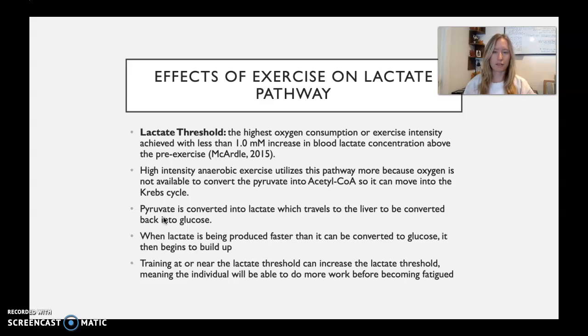That's why pyruvate has to be converted into lactate and then go to the liver to be converted back to glucose that can be used in the muscle, because our muscle can't use the lactate itself for energy. It has to be converted back to glucose. When lactate is being produced faster than it can be converted to glucose, then it begins to build up, and this is where we will eventually hit that lactate threshold, and then the lactate levels will increase very quickly.